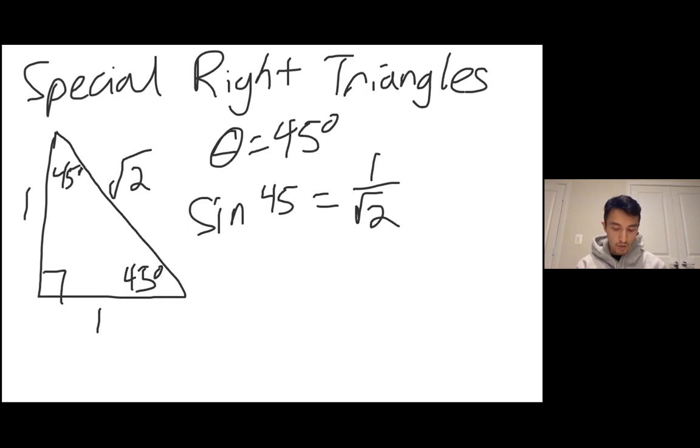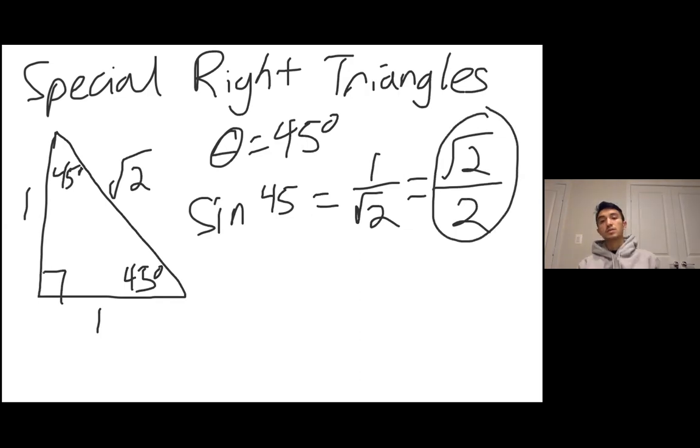And just as a quick sidebar, we don't want these radicals, these square roots, in the denominator. That's the rule. So you rationalize this real quick, and this is just equal to square root of 2 over 2. So this is what we actually use here. The sine of 45 is the square root of 2 over 2. Guaranteed. That's a fact.